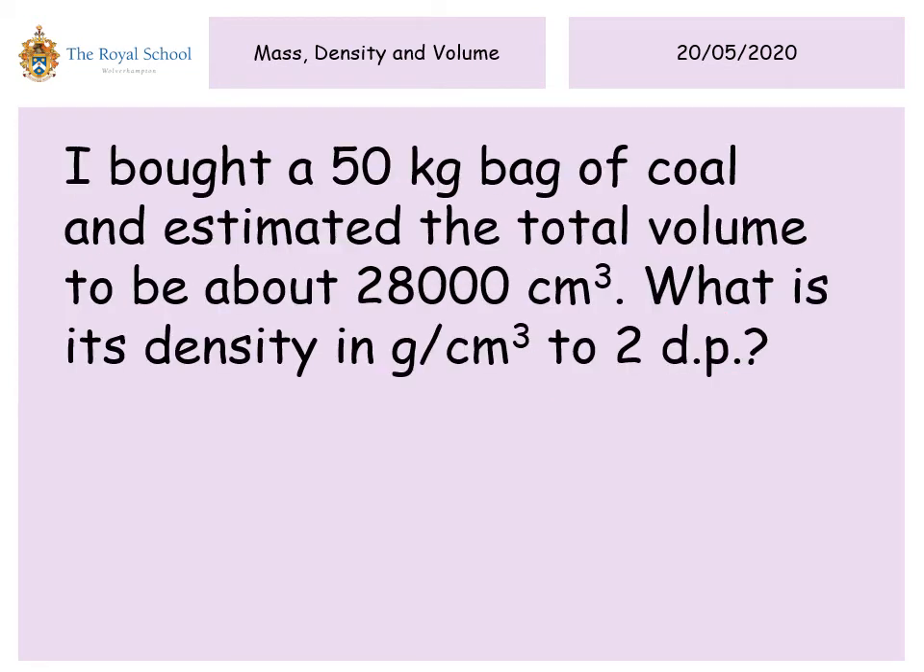So I bought a 50 kilogram bag of coal and estimated the total volume to be about 28,000 centimeters cubed. What's its density in grams per centimeter cubed to 2 decimal places?